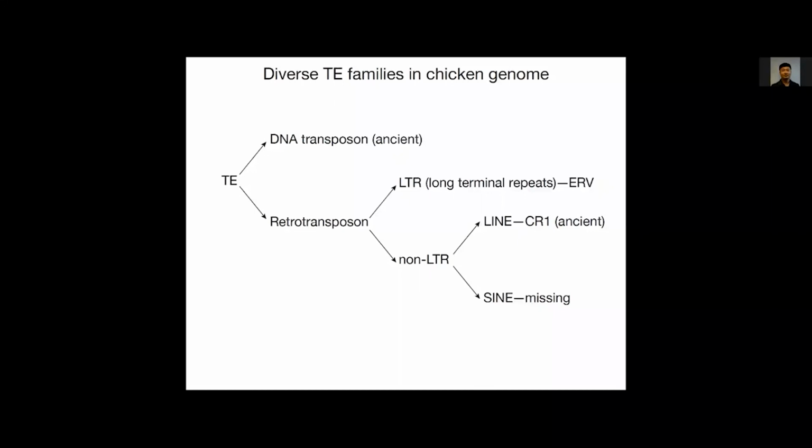In chicken, SINE elements are mostly missing, and the LINE and DNA transposons are believed to be pretty ancient. The most active, most recent one is believed to be the LTR retrotransposon. And they all come from retrovirus invasion. So they are endogenous retroviruses.